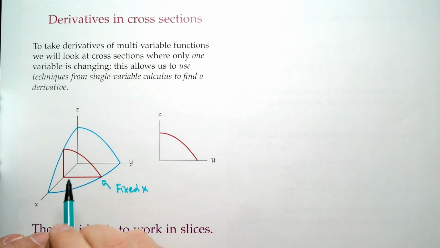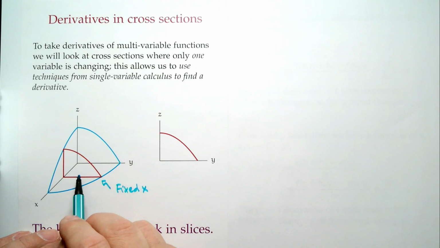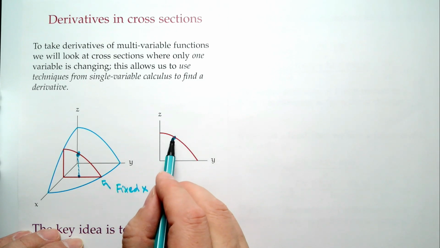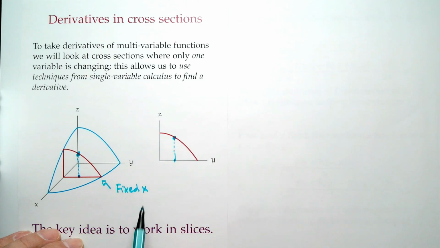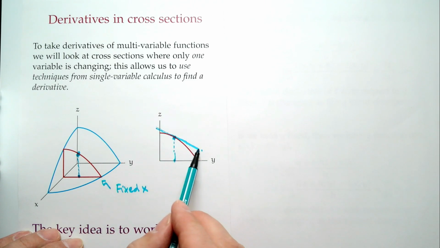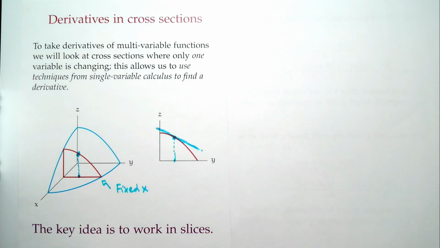In particular, I could say, well, maybe there's a point. I don't know, there's my point. Well, in the slice, again, it corresponds to a point. And I can say, what's happening? Well, there's some tangent line. And I can find that tangent line. And that tangent line gives me information about the rate of change.